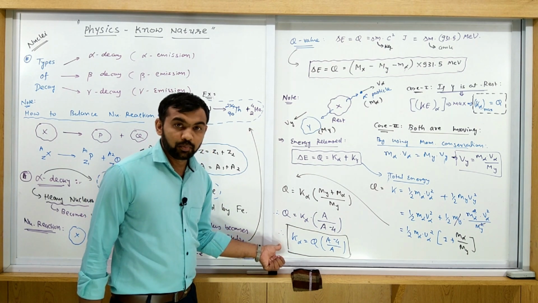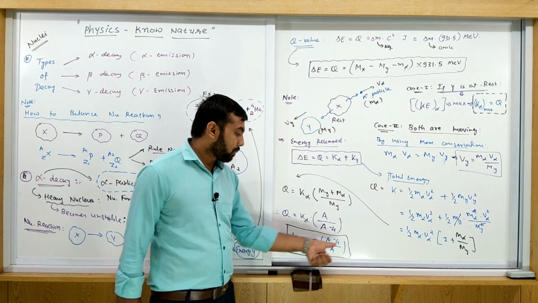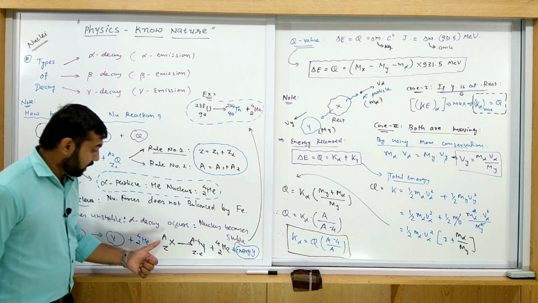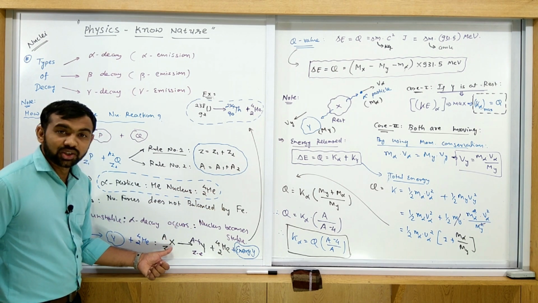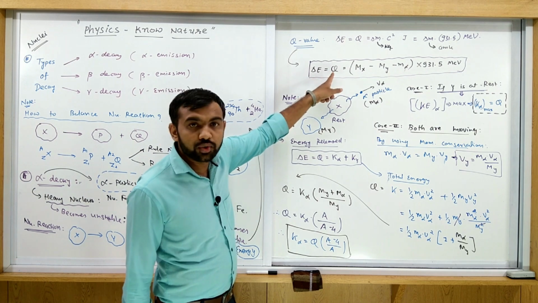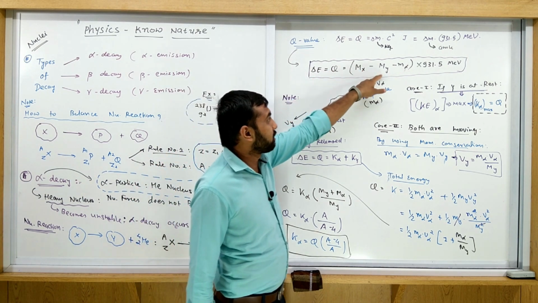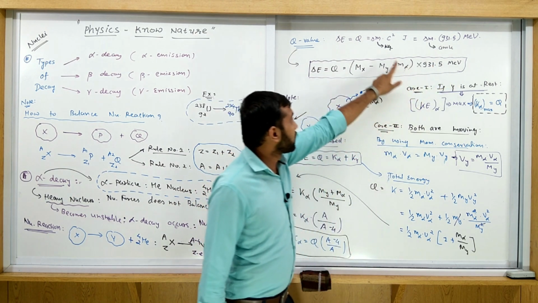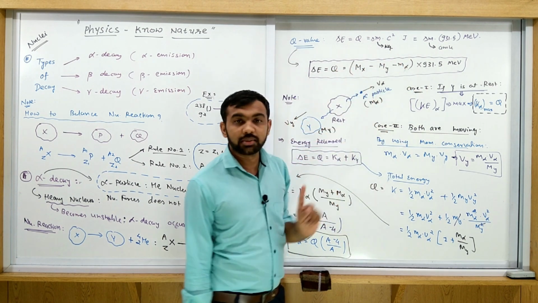In alpha decay, kinetic energy of alpha is given by Q into A minus 4 upon A, where A is the atomic mass of X. And how do you get this Q value? This is the equation of Q value for the alpha decay process: Mx minus My minus M alpha multiplied by 931.5 MeV, where all these masses must be considered in terms of mu.